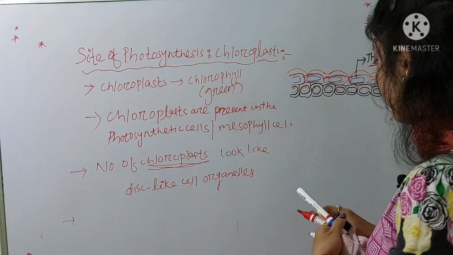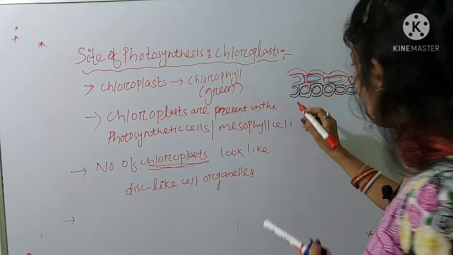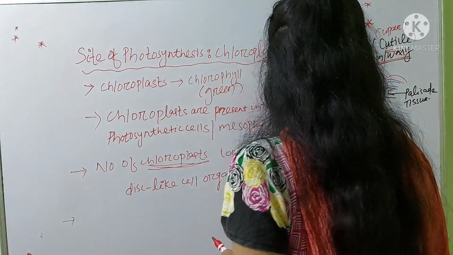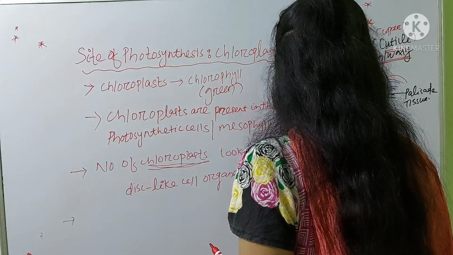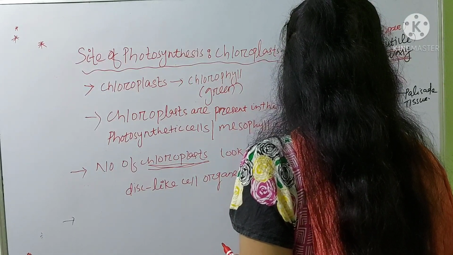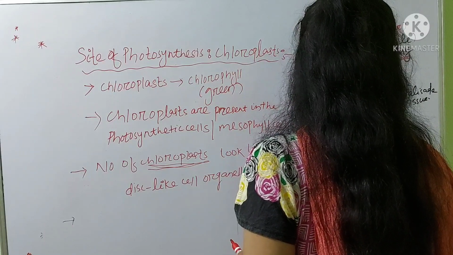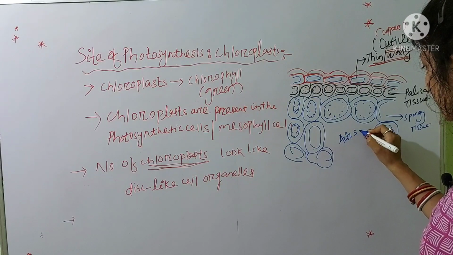Then under the palisade tissue, just below the palisade tissue, what are present? A number of spongy tissue are present. These are the spongy tissue, and this is the air sac or air space.